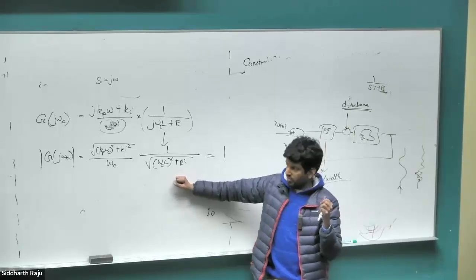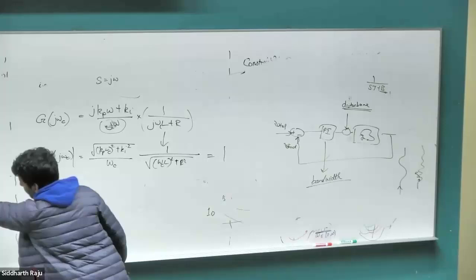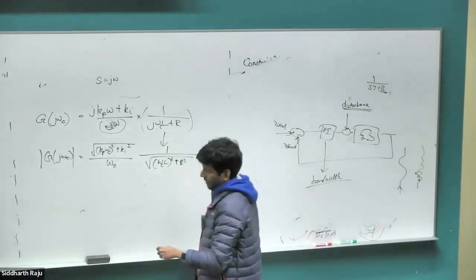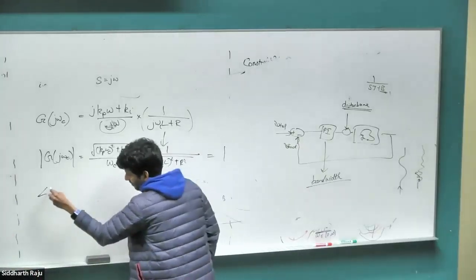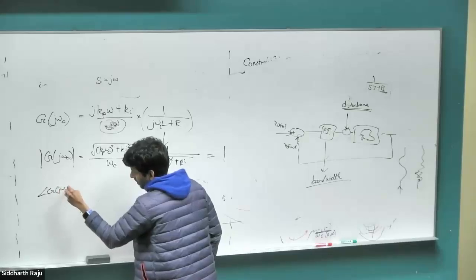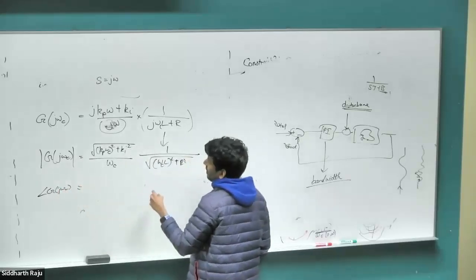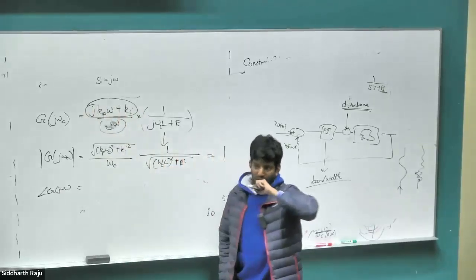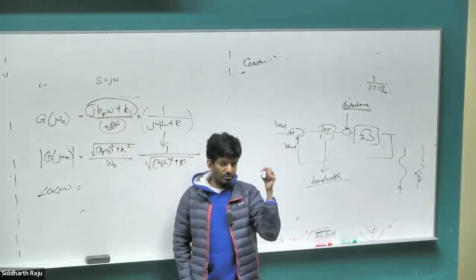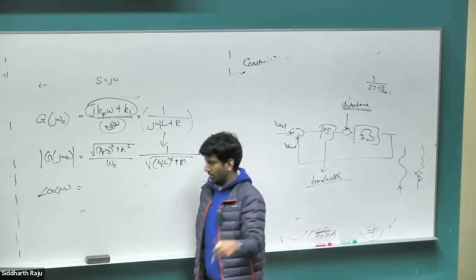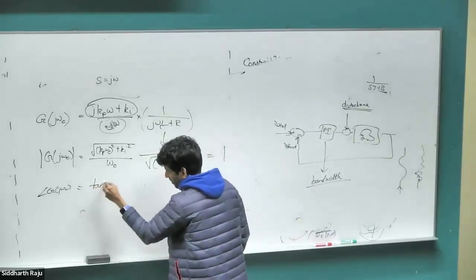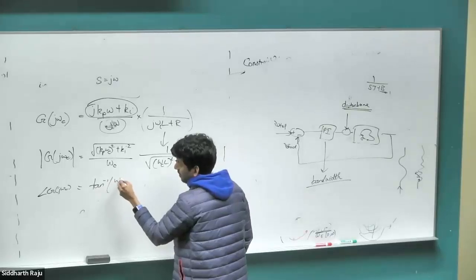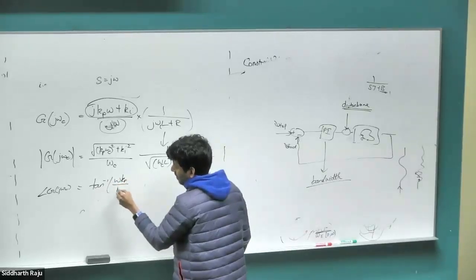Taking the phase. Perfect, taking the phase, so I only have this other equation here. So let me take the angle of G of j omega at the crossover frequency omega c. What will be the angle of this? Just the tan inverse of the imaginary divided by the real for any complex number. Tan inverse of omega Kp divided by Ki.